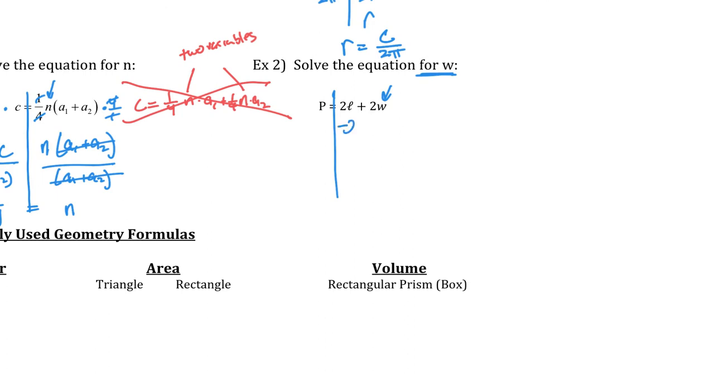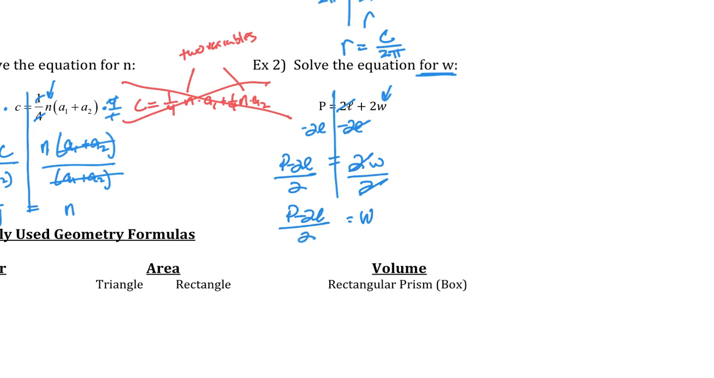I'm going to get rid of the 2L from both sides. That's going to cancel out, and I'm left with 2W. On this side, I'm left with P minus 2L. Now I'm going to divide by 2 to get rid of that. Divide this side by 2. The 2's will cancel out, and we get W equals P minus 2L over 2.